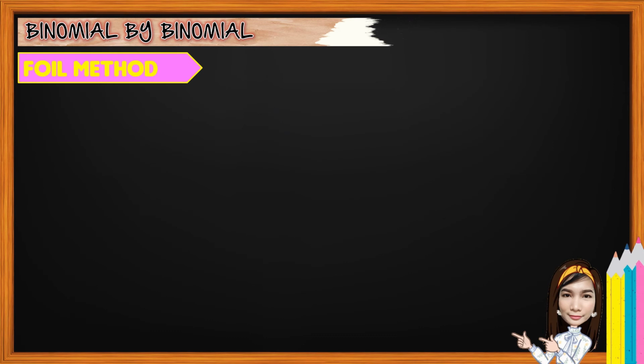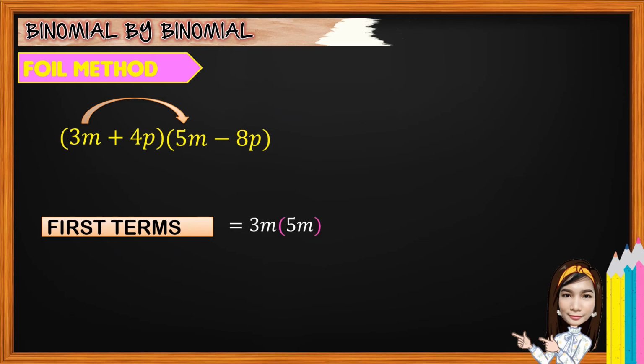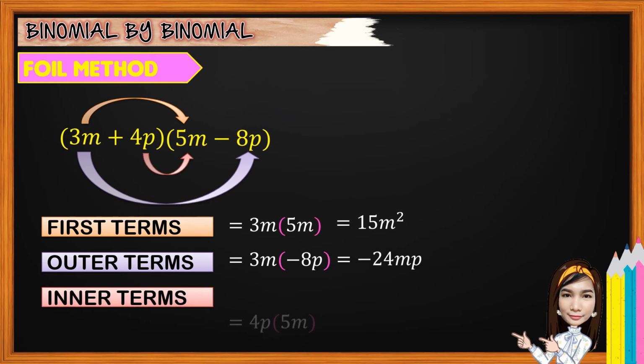Now let's have another one. Using the FOIL method, given the quantity 3m plus 4p times the quantity 5m minus 8p. Multiply the first terms, we have 3m times the quantity of 5m, and that is equal to 15m squared. Multiply the outer terms, we have 3m times the quantity negative 8p, and that is equal to negative 24mp. And multiply the inner terms, we have 4p times the quantity 5m, and that is equal to 20mp.